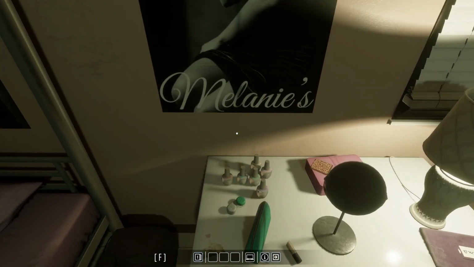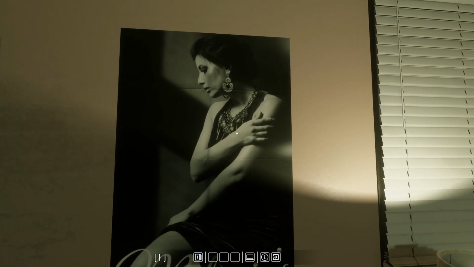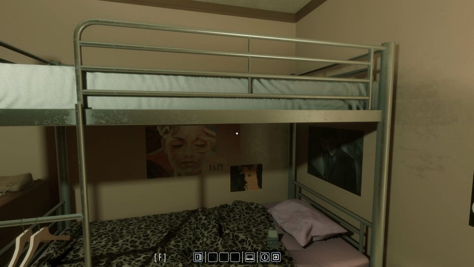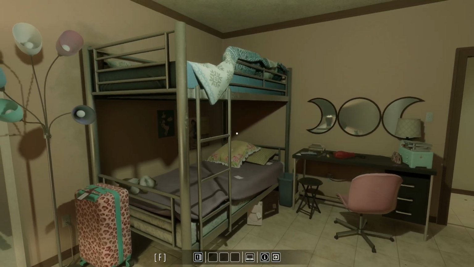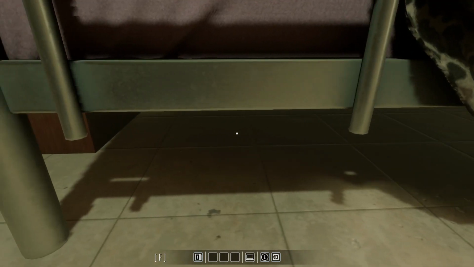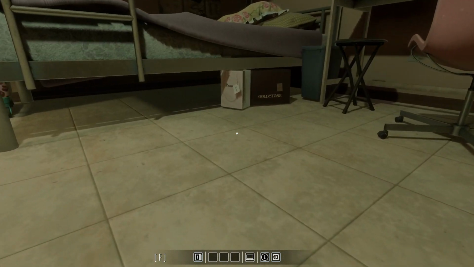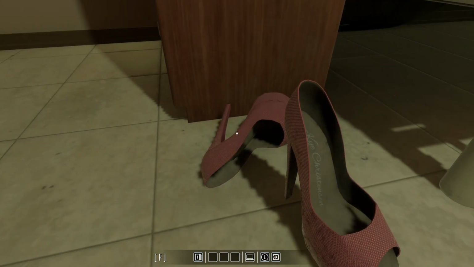Cat stickers. Nice poster. Actually, those posters are really nice. I do. Anything under the beds. I do have to remember this. Shoes.